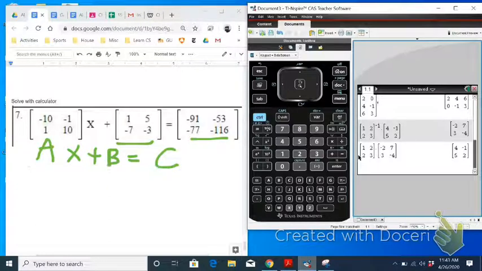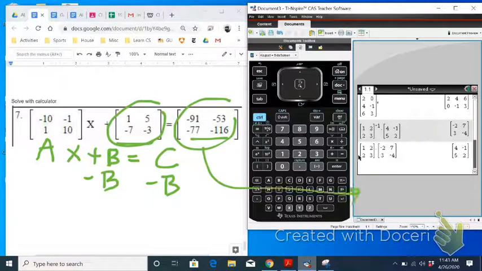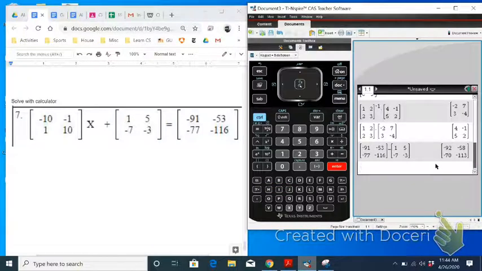Now the first thing we got to do is get rid of this B. So we're going to subtract matrix B on both sides. So now I'm doing this matrix minus that matrix, and I could do that right here on the calculator. Okay, so we saw that this matrix minus this matrix is that right here. So now we have this.